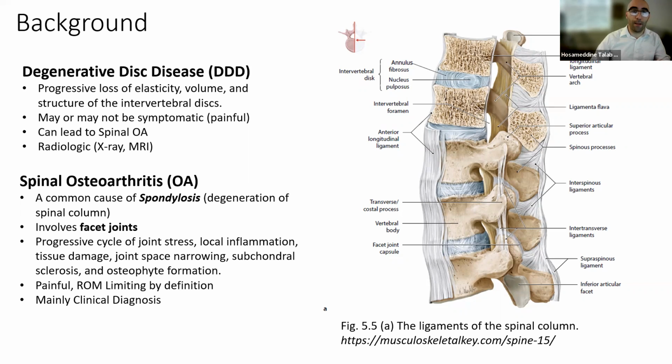Spinal osteoarthritis, on the other hand, is degeneration of the facet joints, the articulations between the successive spinal vertebrae. This is due to cycles of joint stress, local inflammation, and then reaction of the tissues by forming subchondral sclerosis and osteophyte formation, just like in other joints of the body. Spinal osteoarthritis is a clinical diagnosis, and it's characterized by painful, range of motion limiting pain in the spine.